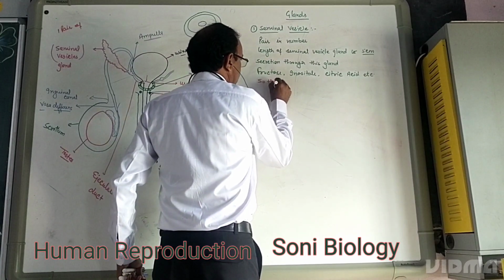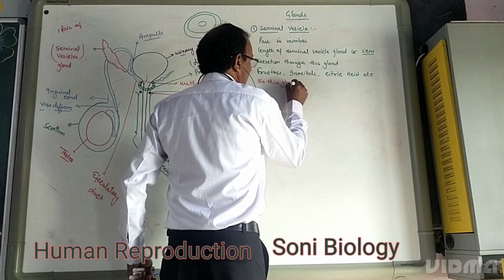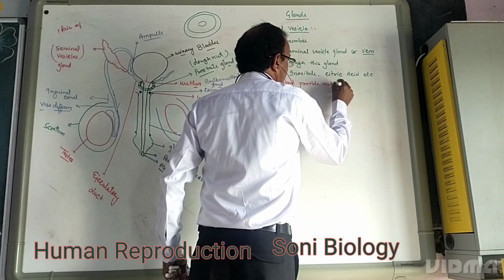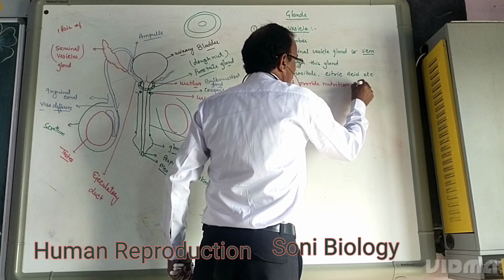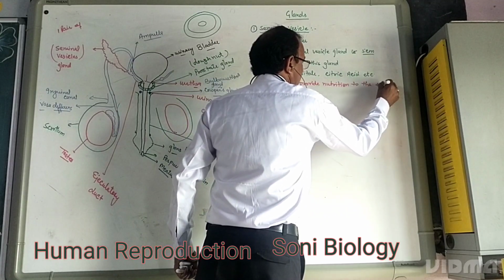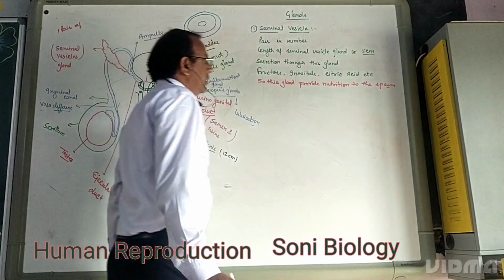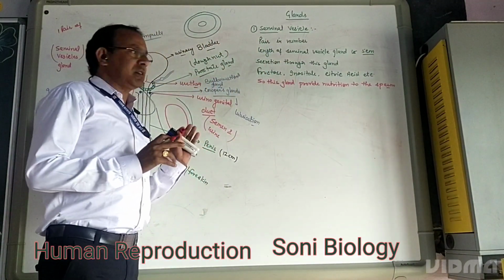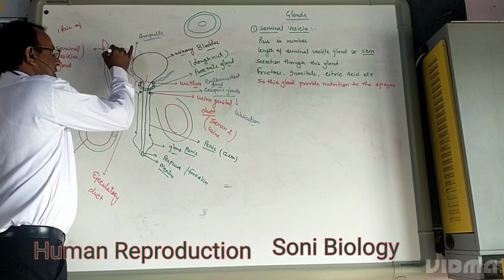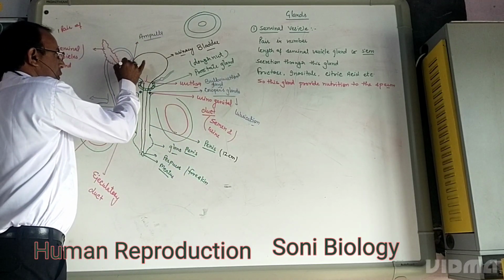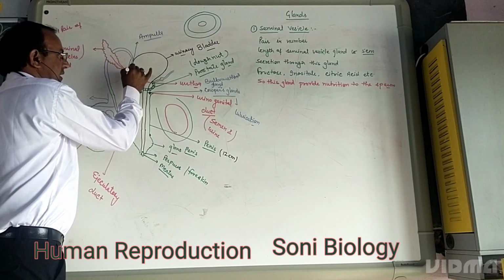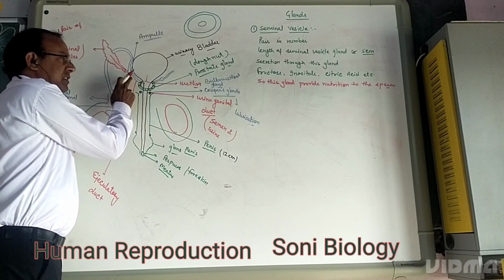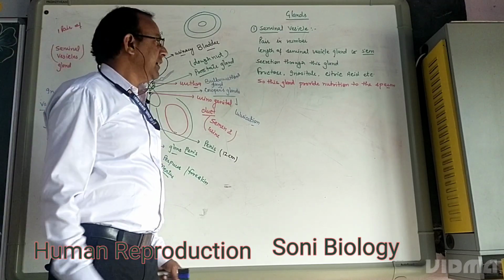So this gland provides nutrition to the sperm. They are found in pairs. All the secreted substances are poured through the seminal vesicle into the ampulla, a part of the vasa deferens, and this duct is called the ejaculatory duct.